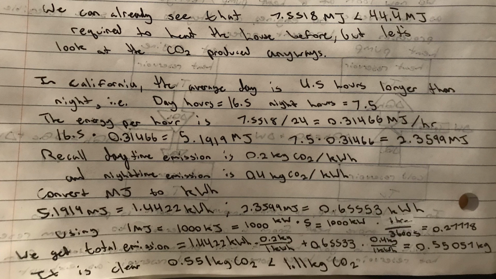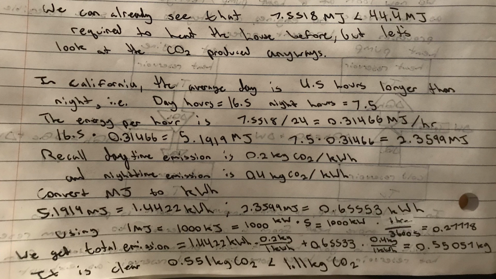Now, considering that this is California, we have that the daytime emission is 0.2 kilograms of CO2 per kilowatt hour, and the nighttime emission is 0.4 kilograms of CO2 per kilowatt hour. We can also simply Google that the average day in California is 4.5 hours longer than the night. So, for our daytime hours, we'll have 16.5, and our nighttime hours will have 7.5. The energy per hour is 7.5518 megajoules over 24 hours, which comes out to 0.31466 megajoules per hour. We can then multiply our daytime and nighttime hours by these values to get that.